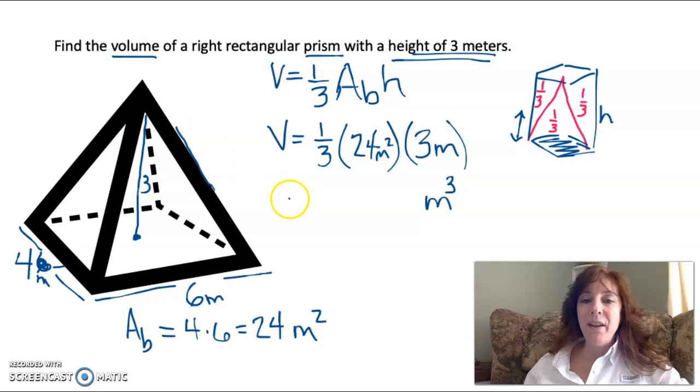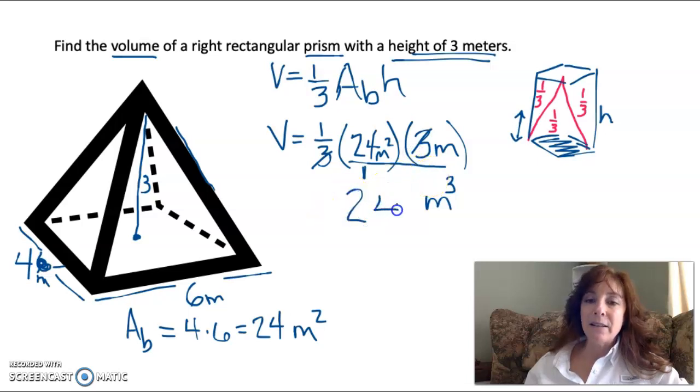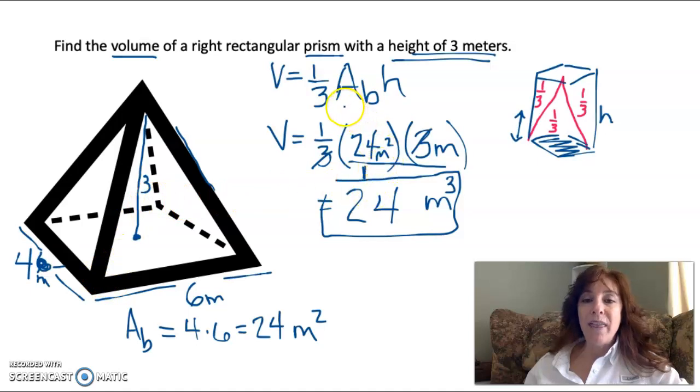Now I need to multiply 1/3 times 24 times 3. 1/3 times 24, that's like saying 24 divided by 3. So that's 8. And then times 3 is 24. Or you can think of both of these whole numbers over the number 1 times 1/3, and this 3 and this 3 would reduce. So my answer is 24 meters cubed. That is the volume of my prism. The 1/3, the area of the base, times the height.